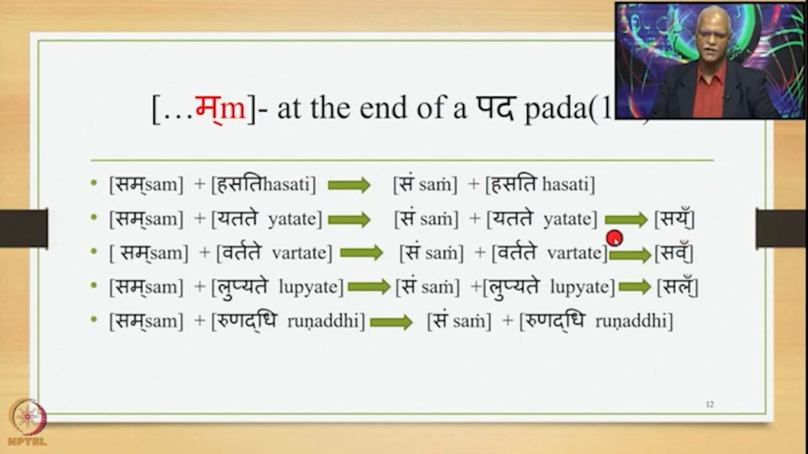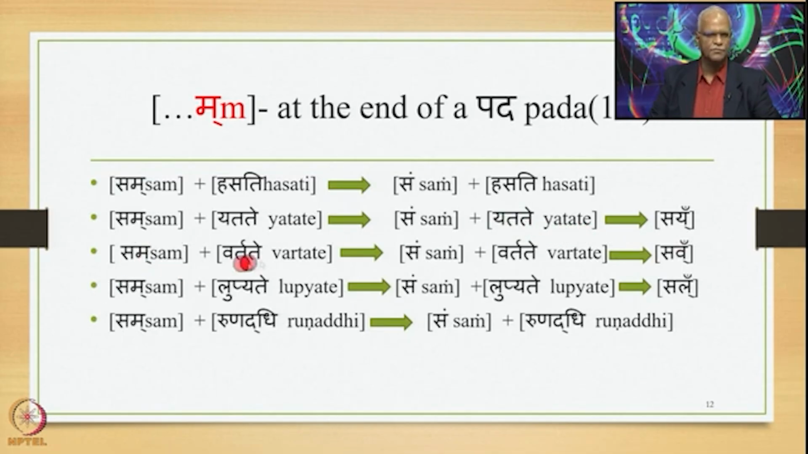So sam yatate will then become the input for Anuswarasya Yai Parasavarnaha 8.4.58 and also Vapadantasya, because this anuswara is at the end of a pada. So Vapadantasya 8.4.59, and the output generated would be sayyatate. This is one output, and the second output optionally would be the same, sam yatate.